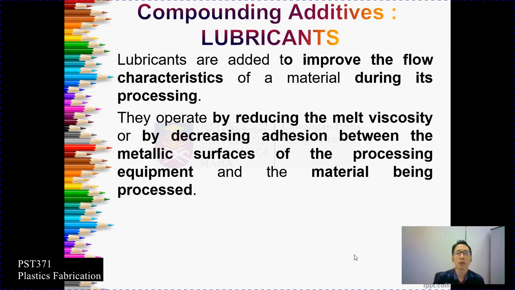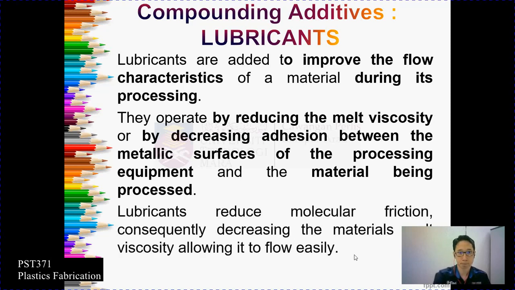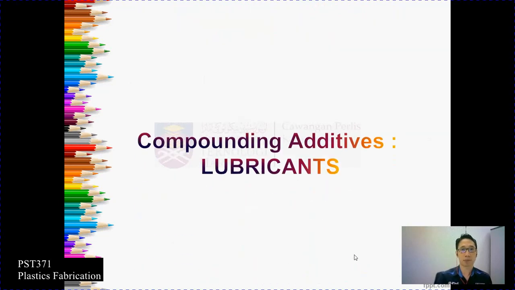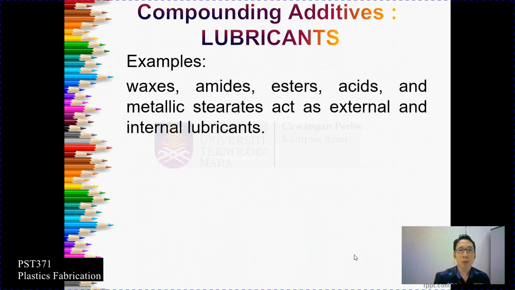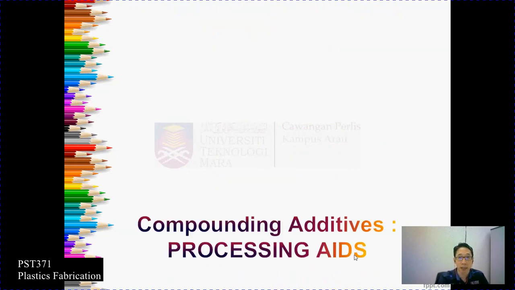So if you don't want to modify the properties of the material itself, you just want to assist the processing, you might consider using a lubricant during the processing. Lubricant reduces molecular friction, consequently decreasing the material melt viscosity, allowing it to flow easily. Examples of lubricants are wax, amide, ester, acids, and metallic stearates, which act as external and internal lubricants.